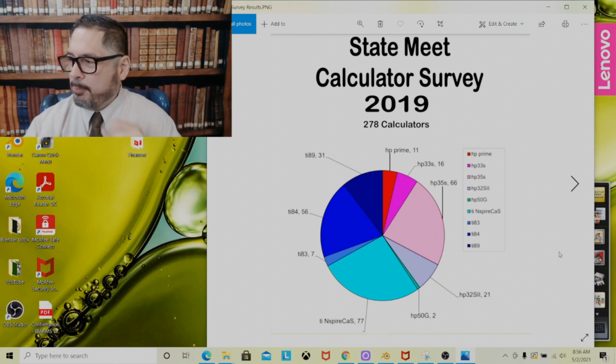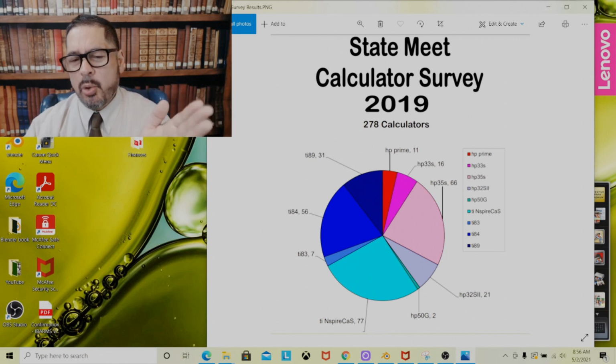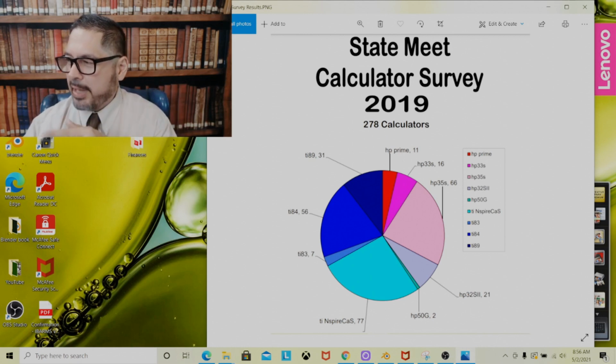Okay, I want to point out that this State Meet Calculator Survey, by the way, can be found on the Calculator Applications Contest website, on the UIL Academics website, under Calculator Applications. I think you have to go to STEM, and then once you go to STEM, you go to Calculator Applications, and there you'll find this calculator survey so that you can take a look for yourself. Okay, so let's take a look.